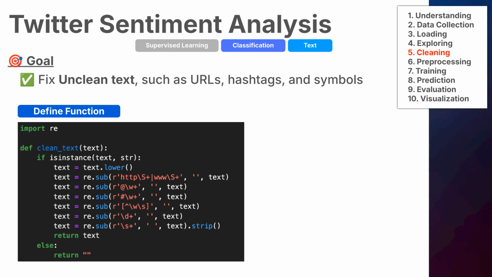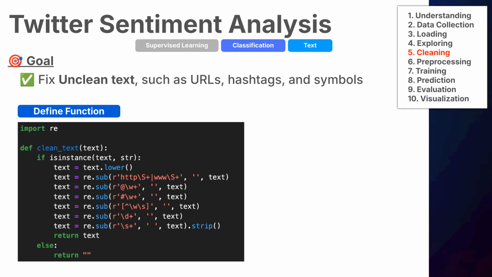The lower method transforms all characters to lowercase. This ensures that words are treated the same, reducing unnecessary variation. Other methods use regular expressions. The first one is to remove URLs. URLs typically don't carry sentiment and can be distracting. The next one is to remove mentions such as @username. These don't affect the sentiment directly and can be treated as noise.